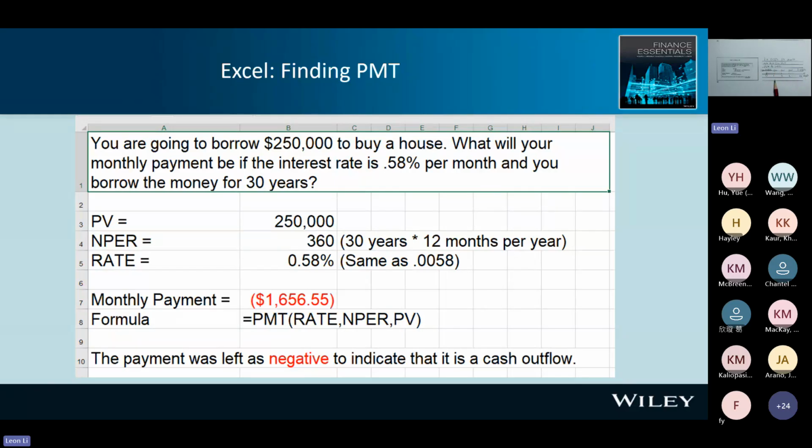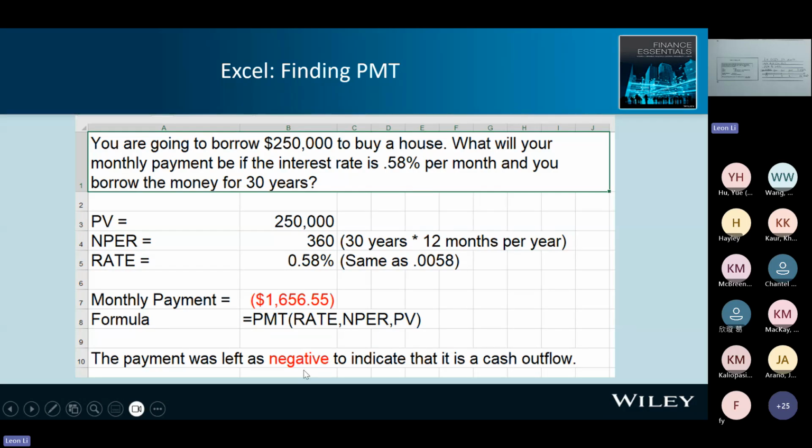Right? So I draw the timeline. Present value today. And the rate, the number of periods. Now I want to know PMT, the periodic payment. Right? So you can use the PMT formula in Excel, and this is the number.